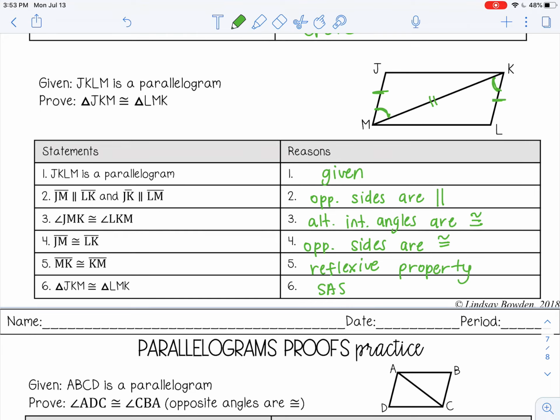Okay, you can stop the video now and go ahead and complete the parallelograms proof practice and check it with your teacher.